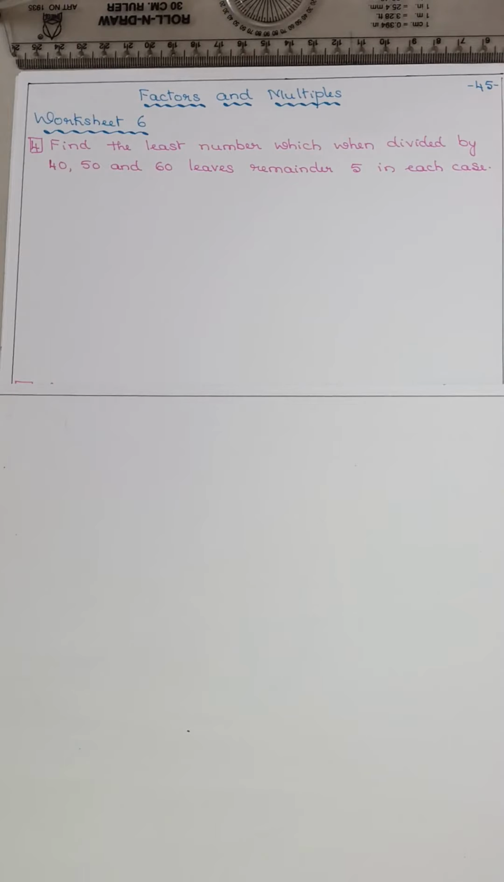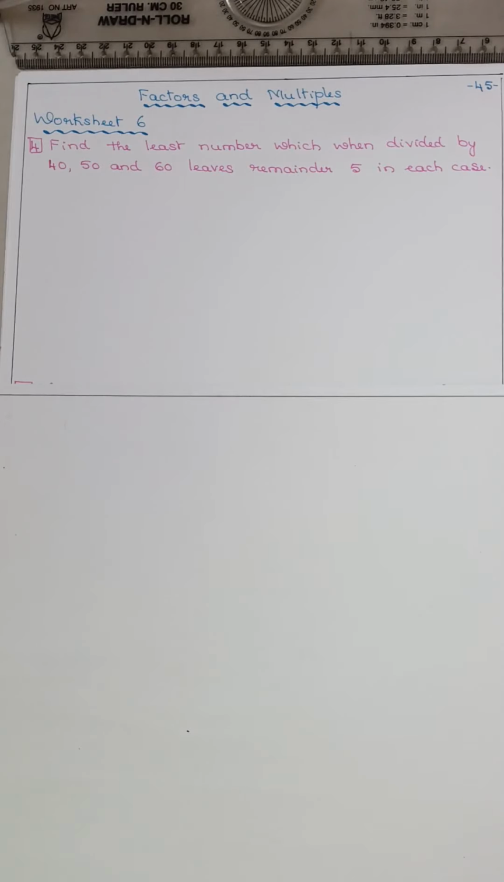We are discussing worksheet 6 of factors and multiples. Now coming to the word problems, this worksheet is regarding the LCM. So the word problems of LCM also we have discussed.